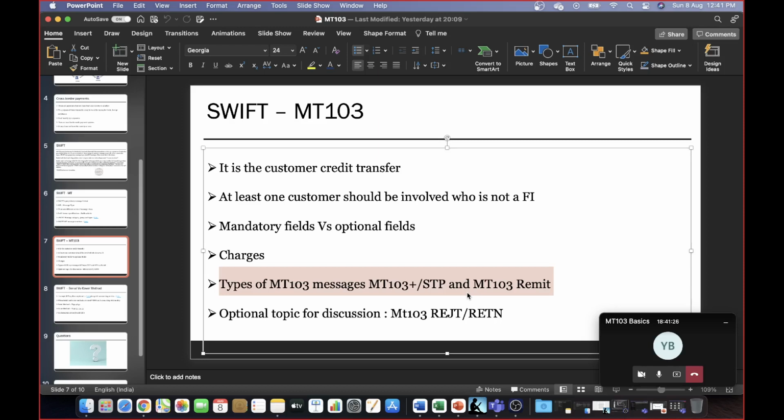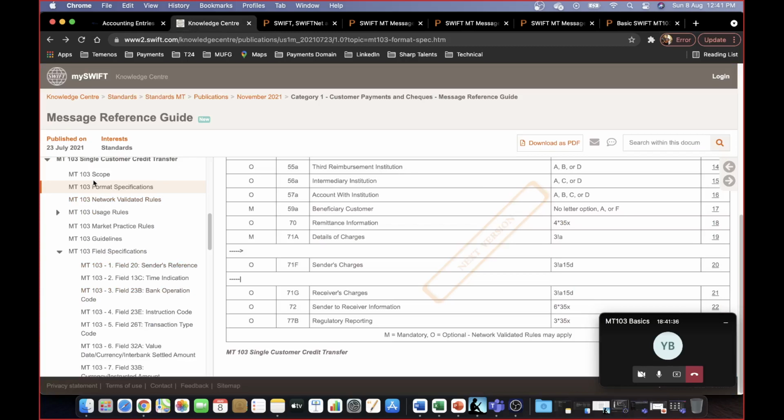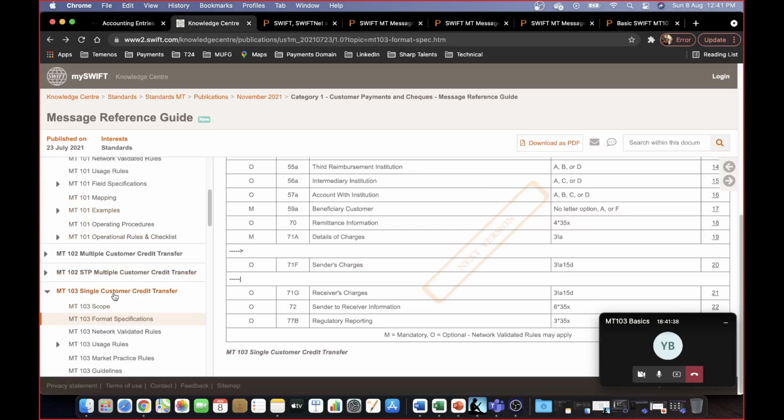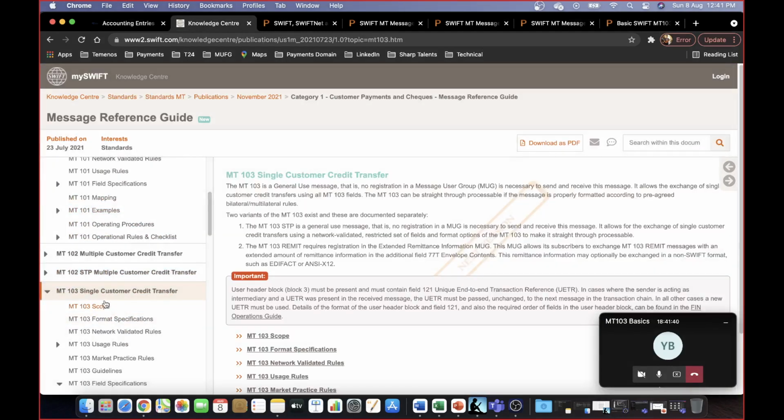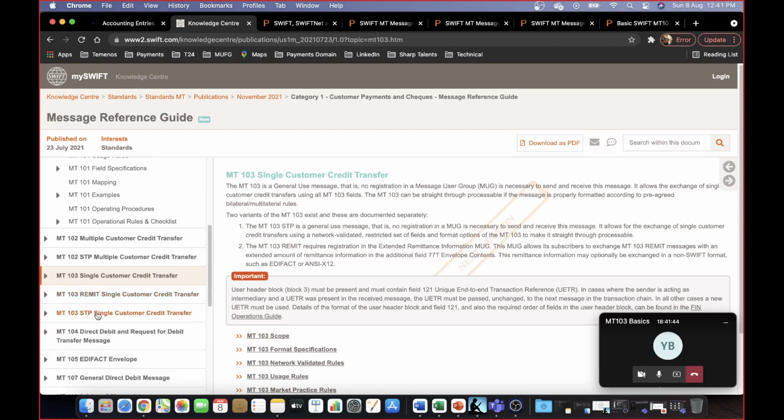So that's why the MT103 STP payment will have much stricter rules than a regular MT103. Here you can go to MT103. Here we saw MT103 single customer credit transfer. You will also have a single customer credit transfer STP and REMIT and so on.